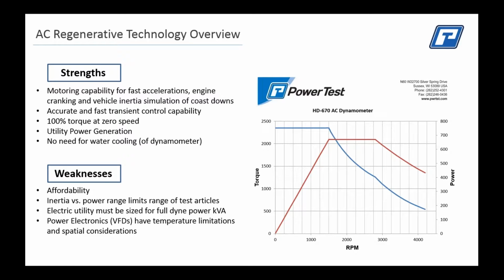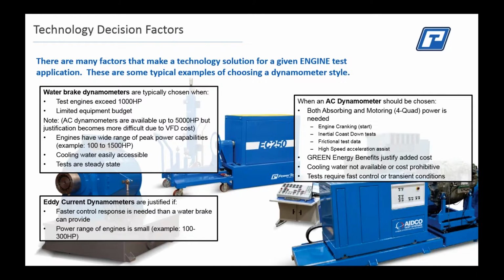Which brings us to the typical decision factors. In this case, I'm showing engine only. Water brake dynamometers are almost always chosen when you're exceeding 1,000 horsepower. With the cost of power electronics reducing year over year, that power level is increasing, but it's still a typical rule of thumb. Anything over 1,000 horsepower, unless you really need to have the regenerative technology, it's hard to justify.